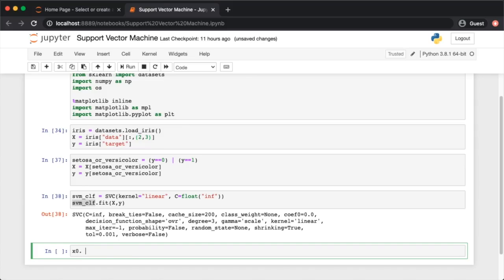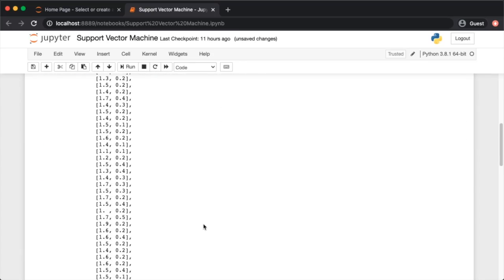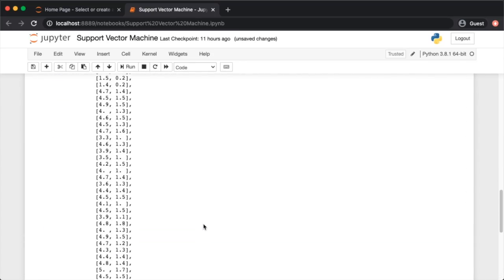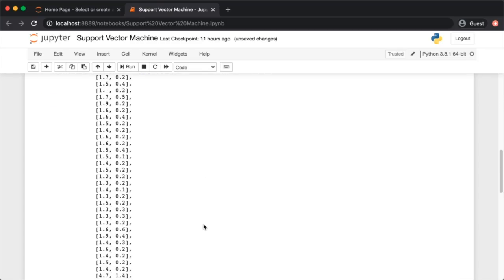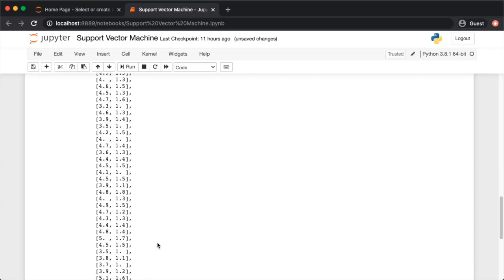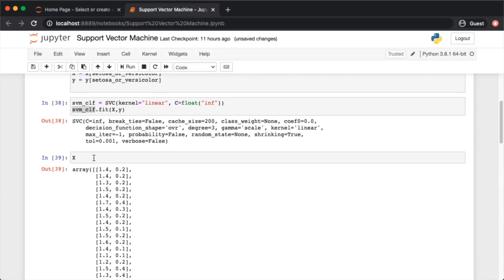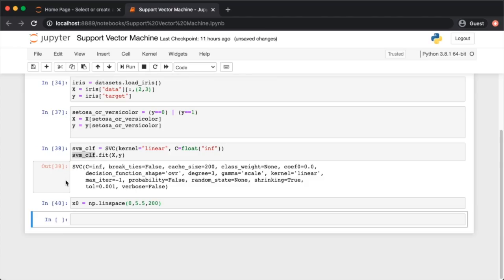Okay, so now let's define an x0 or an x-axis. So let me see the range of my x's. So 1.4, 0.2, 4.5, no more than 5 and no less than 0, right? Is there a 5? Yep, there's a 5 here. So I'll go for 5.5 as max. So let me define an x-axis, that is x0, going from 0 to 5.5, and I'll take 200 points.